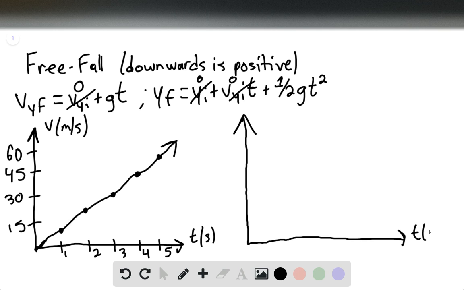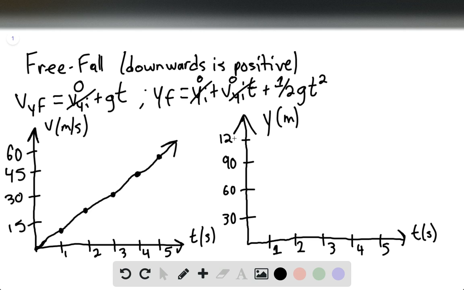This will be, again, t in seconds. This will be y in meters. And then we can say we're trying to model all this 5 seconds. So it'll be 1, 2, 3, 4, 5. And then here we can simply say 30, 60, 90, 120. And here will be 30, 60, 90, 120.